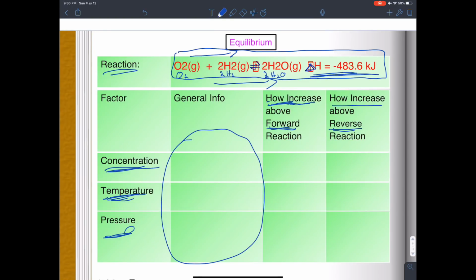And then lastly, pressure. Look at what's gas up here. Where is there more gas? Where are there more moles of gas? On which side of the equation? Which side of the equation has more moles of gas? So how would I increase the forward reaction with pressure? How would I increase the reverse reaction with pressure? So take however long you need to answer these questions. Go back in the video if you need to, look at your notes, whatever you need to do.